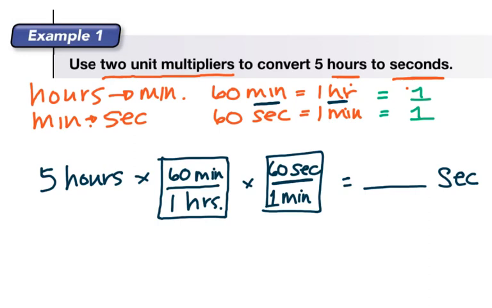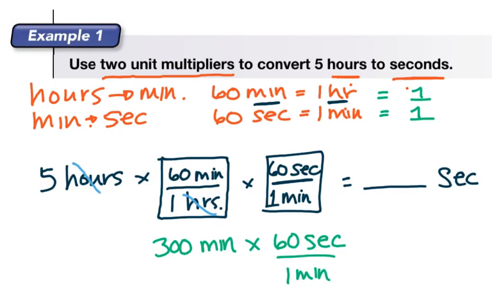Now we can do the math. 5 hours times 60 minutes over 1 hour. We can cross-cancel out the hours. 5 times 60, 5 times 6 is 30. So now we have 300 minutes times 60 seconds over 1 minute.